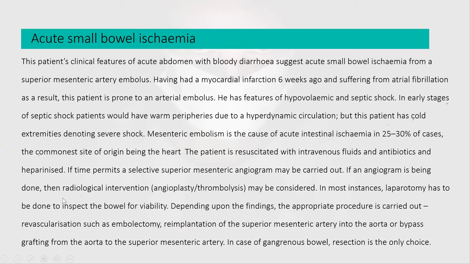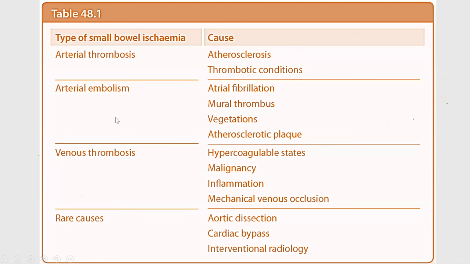The types of small bowel ischemia: we have arterial thrombosis. This will be chronic or acute on top of chronic because of atherosclerosis with thrombosis superadded. Arterial embolism: you have a source of embolus, either AF, mural thrombus, or atheromatous plaque and mural thrombus in a triple A, which can lead to embolism. Venous thrombosis: we have malignancy, sepsis, inflammation. You have hypercoagulable states, like in malignancy, of course. Rare causes include aortic dissection, cardiac bypass, and interventional radiology.